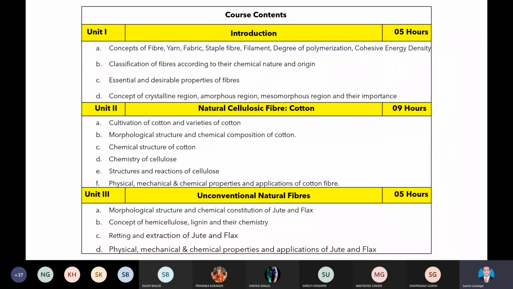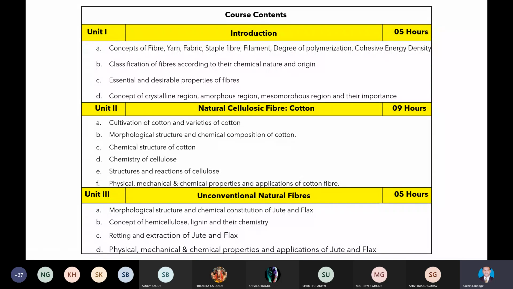Have you heard the word linen? So linen is a fabric, flax is a fiber. So that fiber is now getting a tremendous demand in the market. That's why we are going to study this fiber also. Next, that is the concept of the hemicellulose, lignin, and their chemistry we are going to study. Already we have studied the chemistry of cellulose. That's why we are not repeating this point over here.